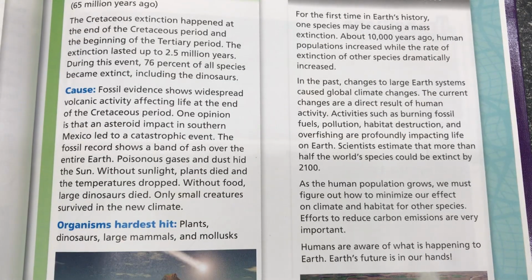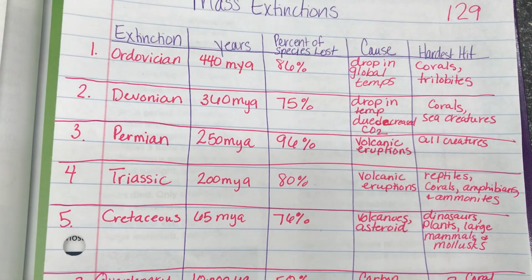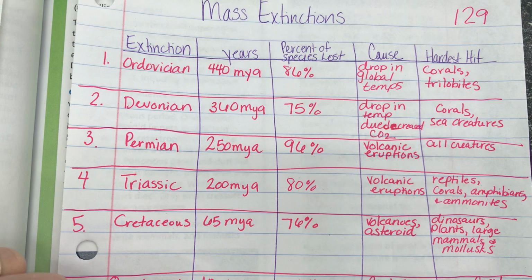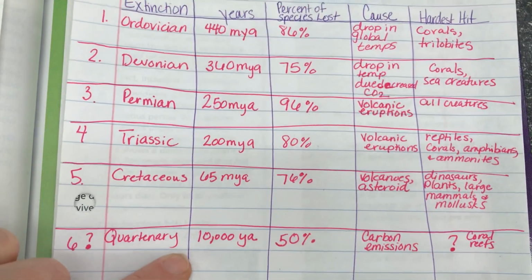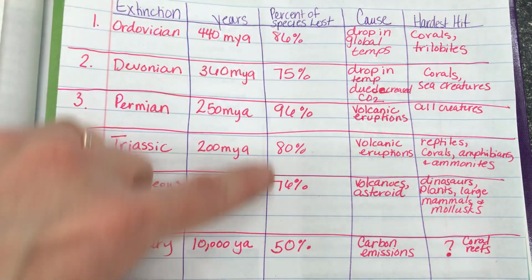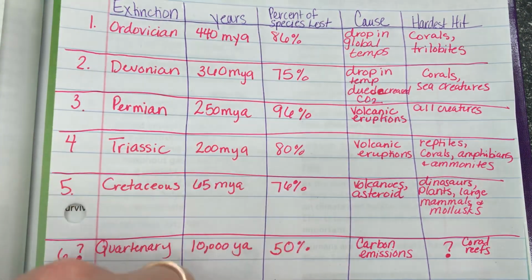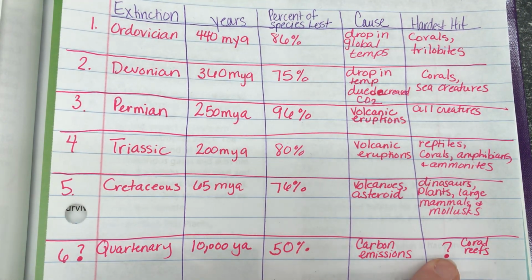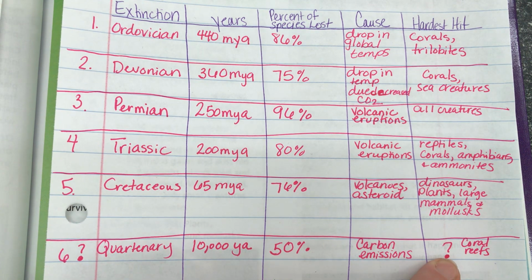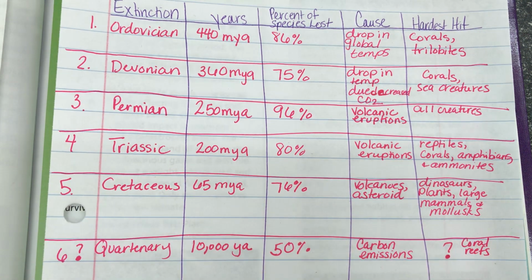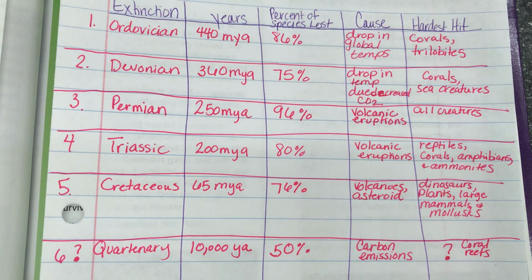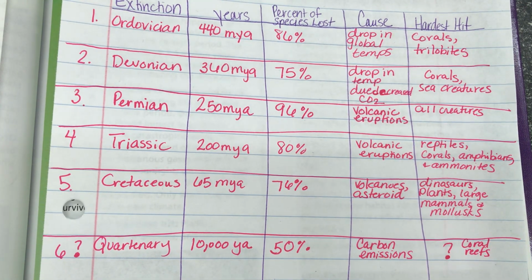Okay, so let's go ahead and take a look at what your paper should now look like. So you should have each of the extinctions listed, the number of years ago they occurred. I haven't put the sixth one in there. There you go. Percent of species lost, the cause, the hardest hit animals. Okay, and notice they didn't really say anything to us about our current quaternary extinction, but we do know right now coral reefs are a really good indication. I mean, look at how many of these, it was corals and coral reefs that were affected. Ours are being very affected right now as well.